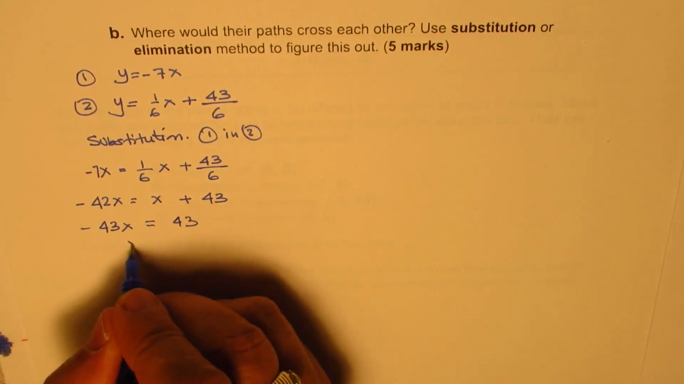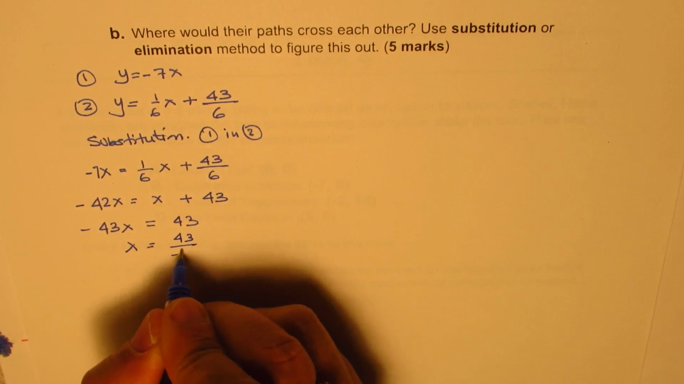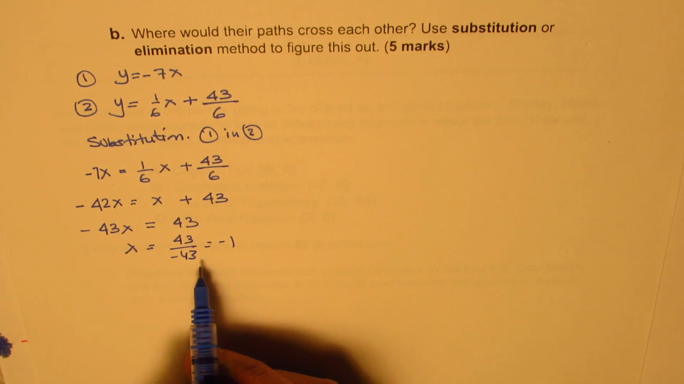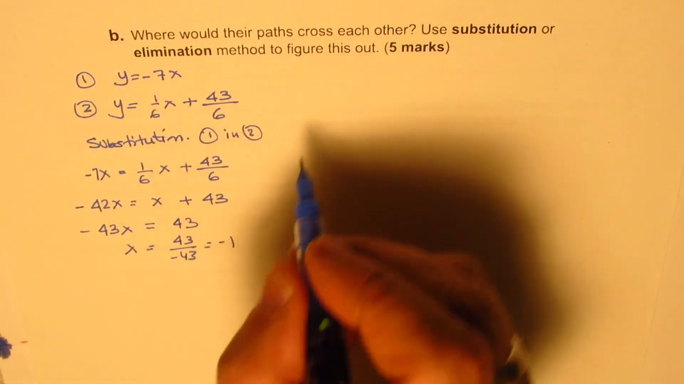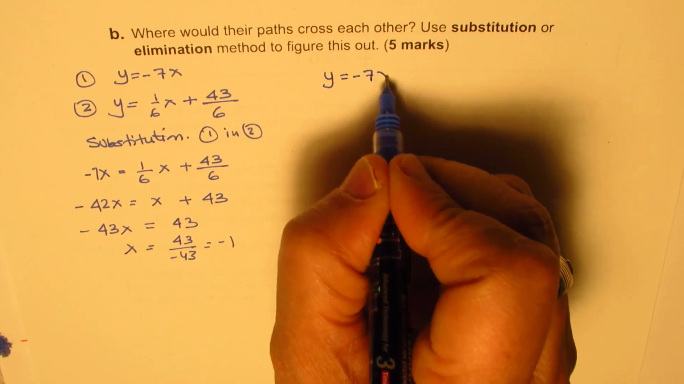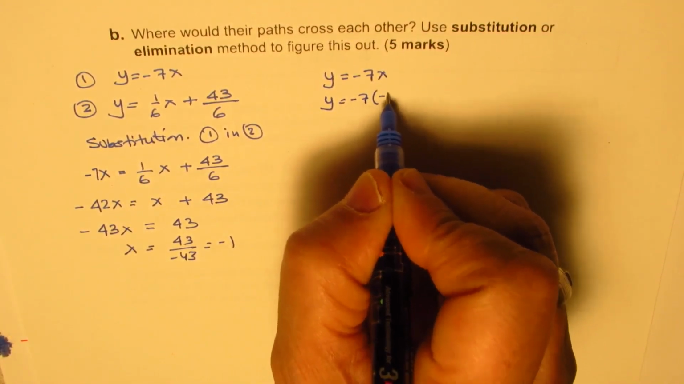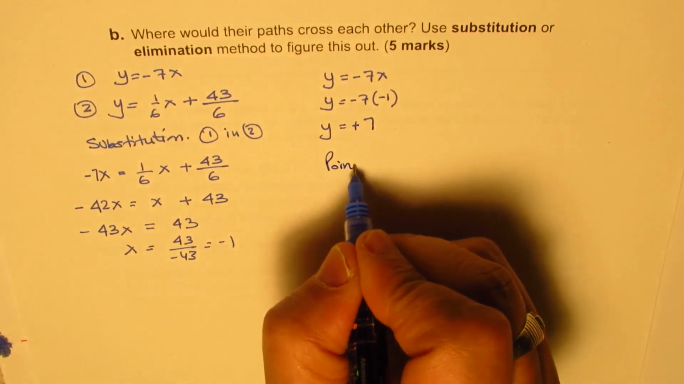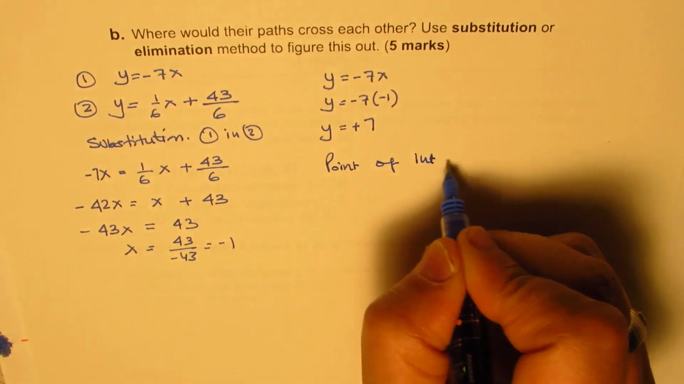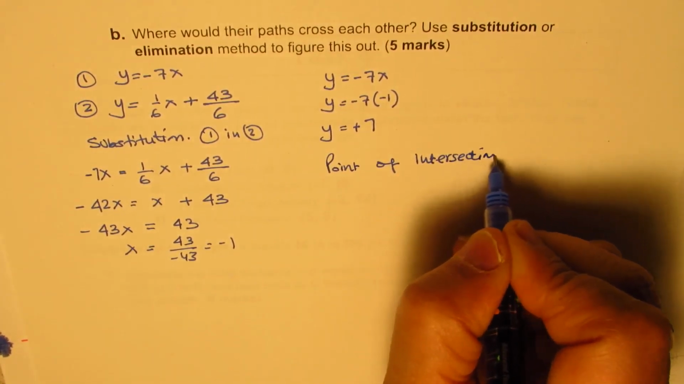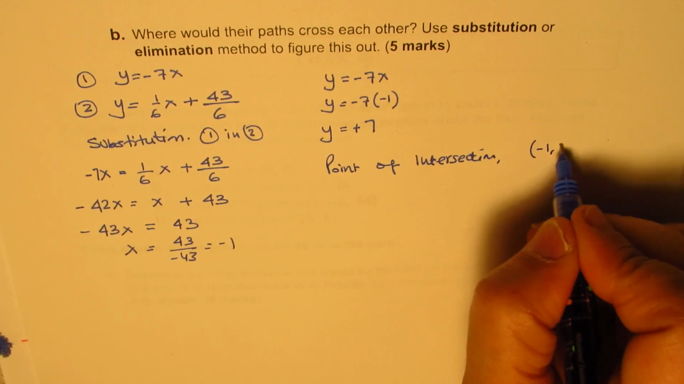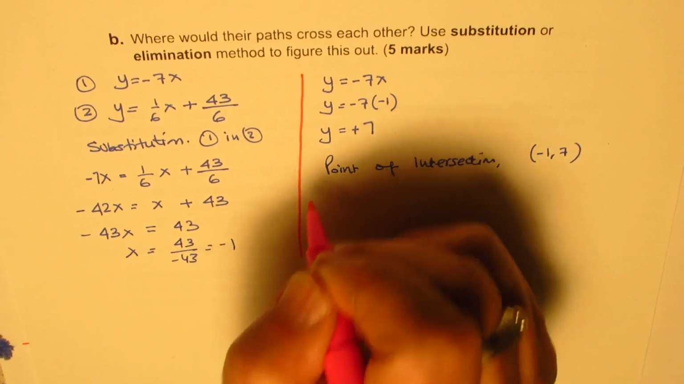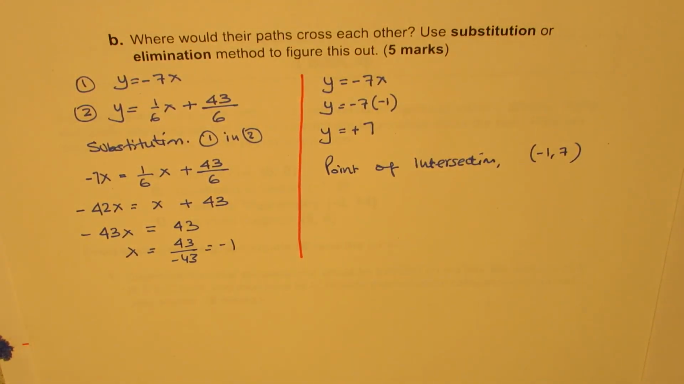So that gives you the value of x as 43 over minus 43, which is definitely minus 1. And when you substitute this value here, we get y equals minus 7x. So y equals minus 7 times minus 1. So y equals plus 7. Correct? So the point of intersection is minus 1, 7, correct? Which is the first stage position, right? So I hope that is absolutely clear.